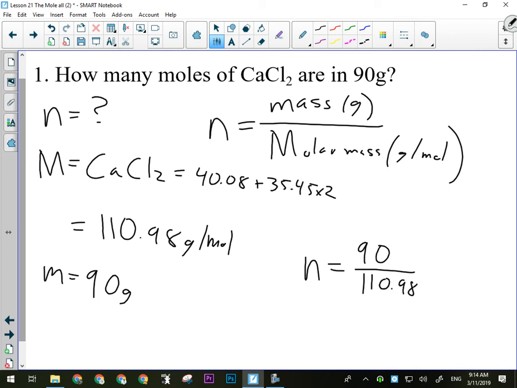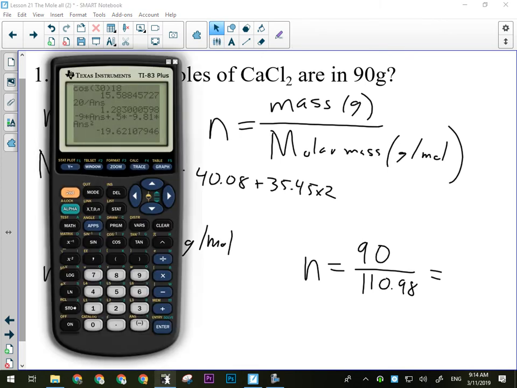So I have just a little less than 1 mole here, agreed? 1 mole is 110, I have 90. So I have a little less than one mole. So I should get what kind of a number here? A decimal, yeah. So let's figure out what that's going to be. We got 90 divided by 110.98. So I have 0.81 moles.